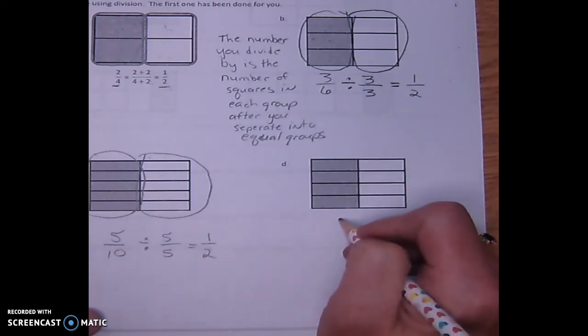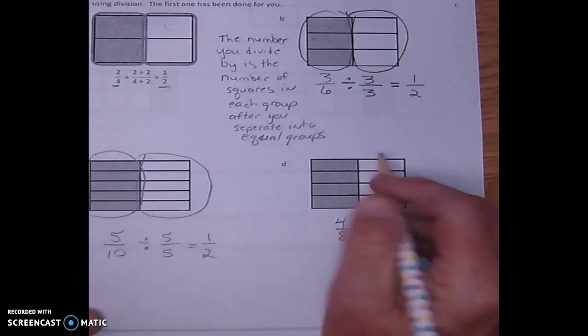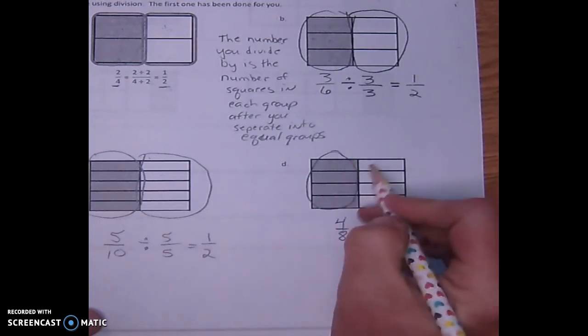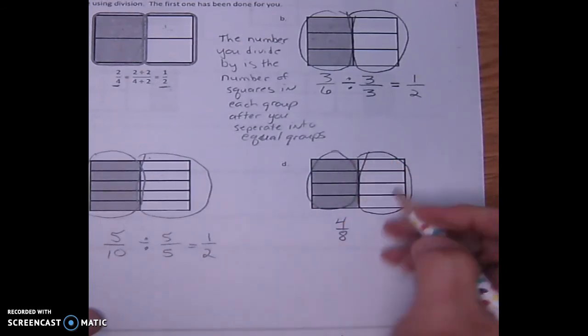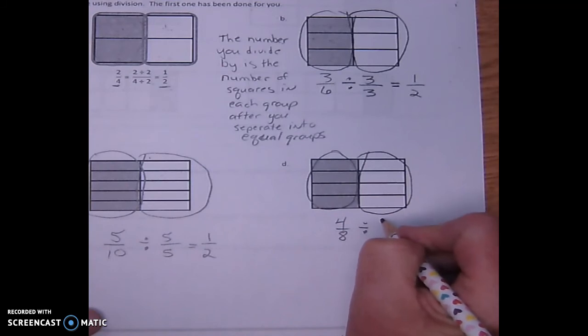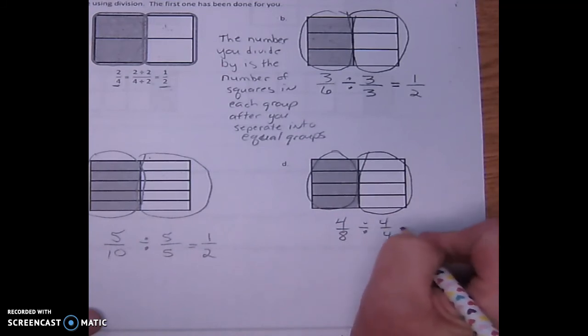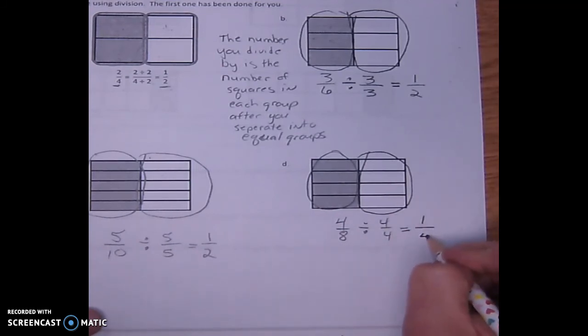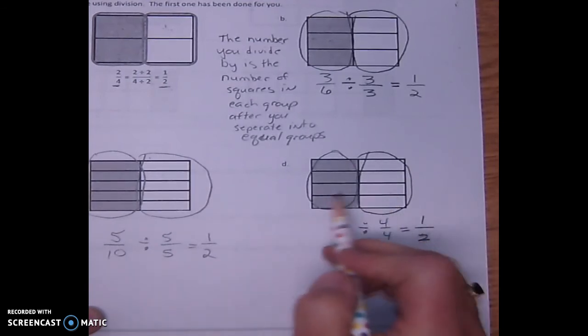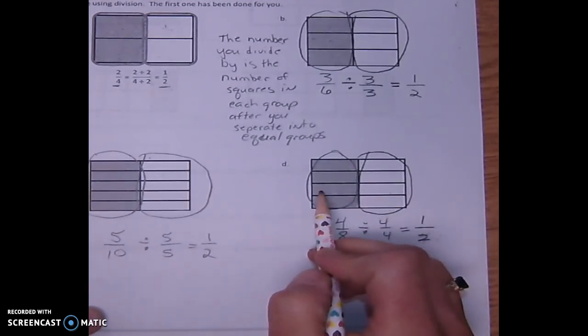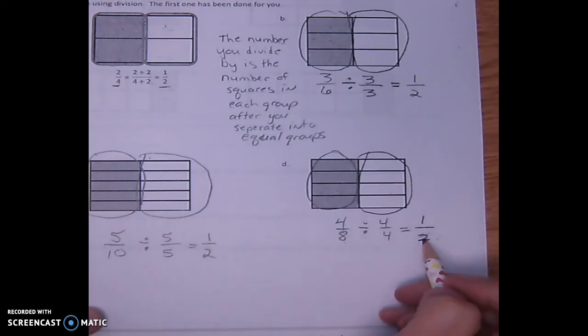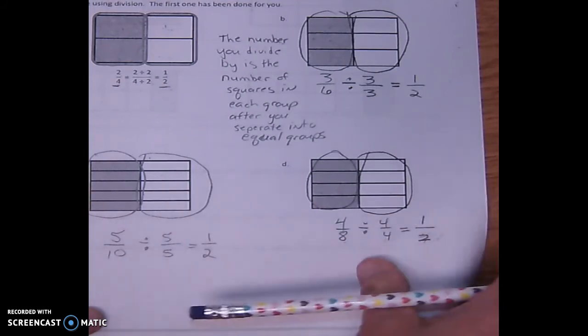We start out with 4/8. We divide by 4/4, and we end up with 1/4. I'm sorry. 1/2. That's 1/2. Okay, 8 divided by 4 is 2. Okay, let's look at the next page.